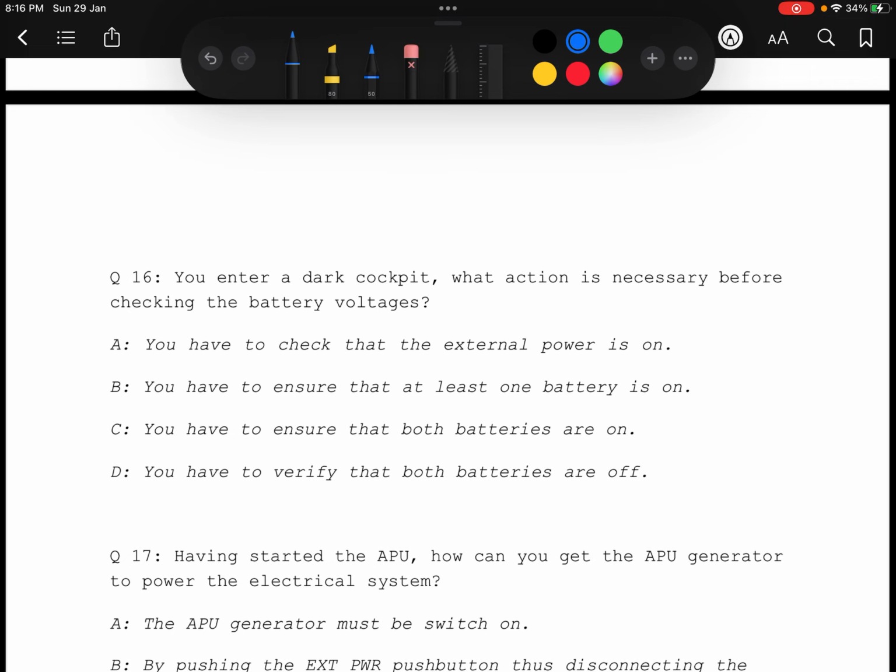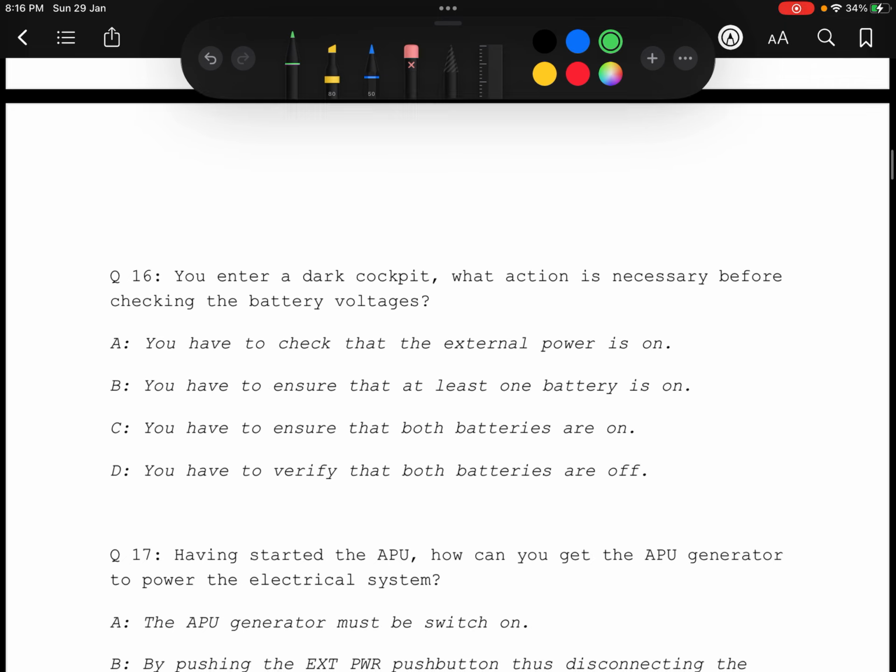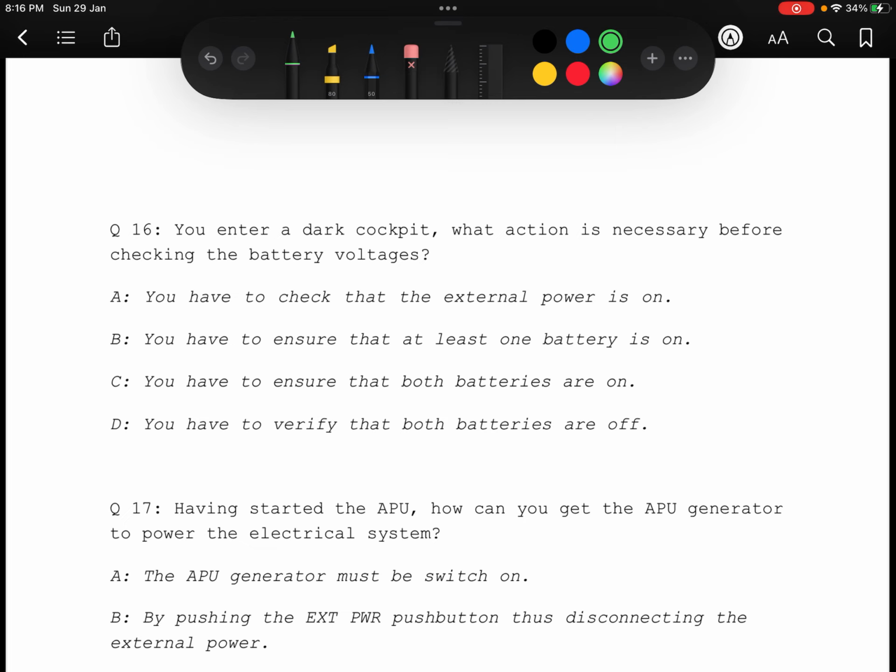16th, you enter a dark cockpit. What action is necessary before checking the battery voltage?